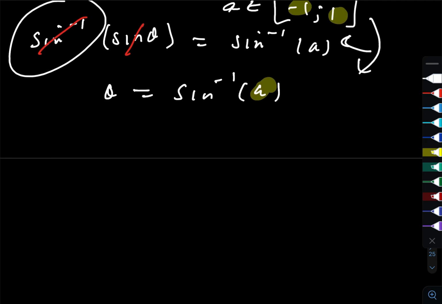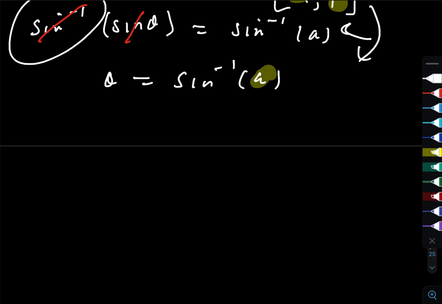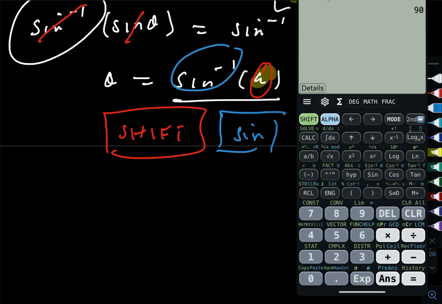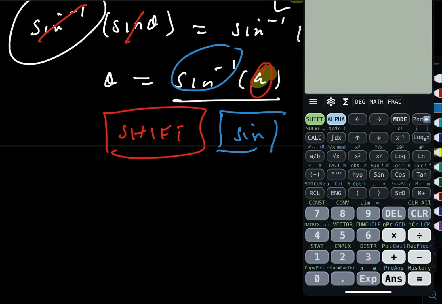Now, it has a restriction in a sense. So if I'm looking for theta, I'm going to punch sine second function of A. Second function basically simply means that you punch shift on a calculator and then you punch sine. If you punch shift and then sine, something like this will come out. Let me just show you on my particular calculator. So if I shift and then sine, something like that comes out.